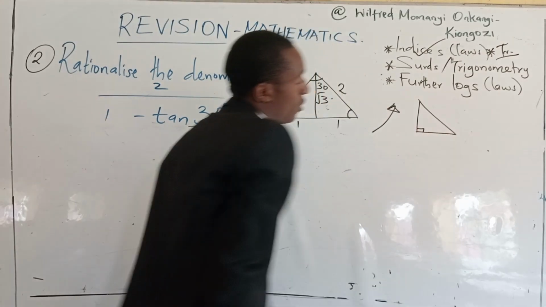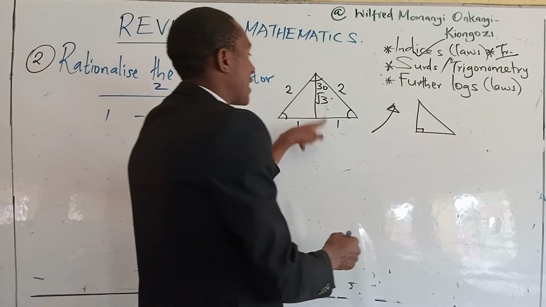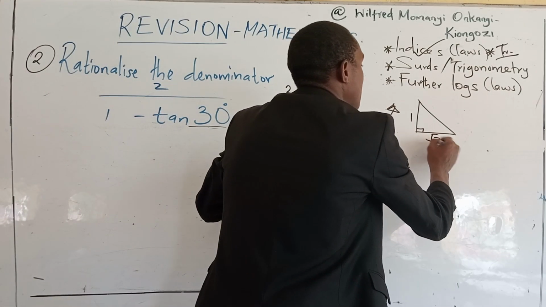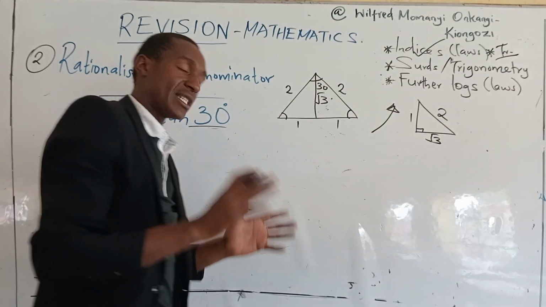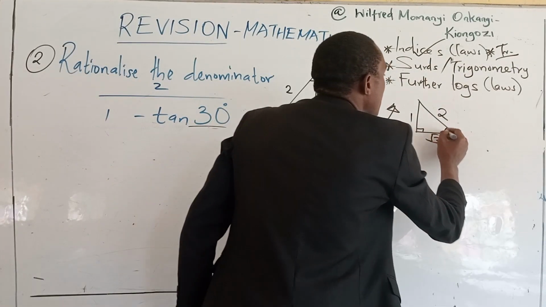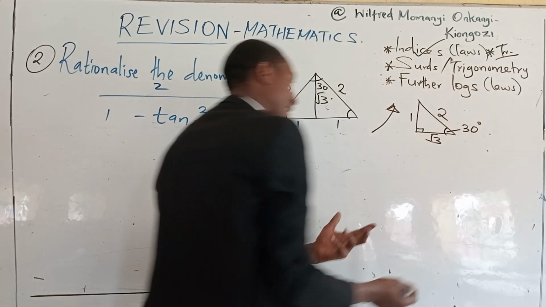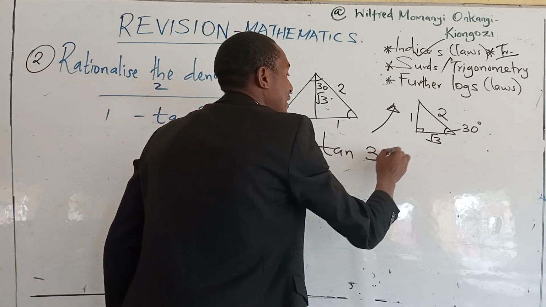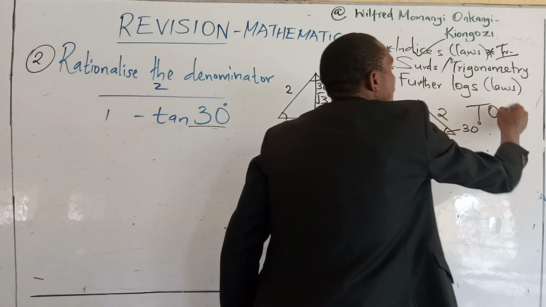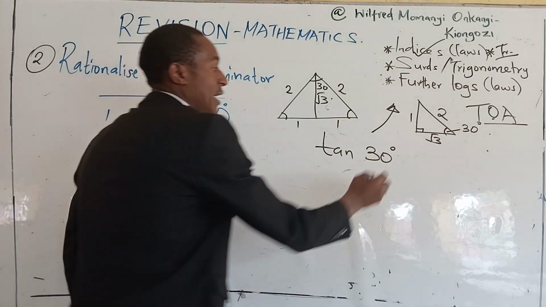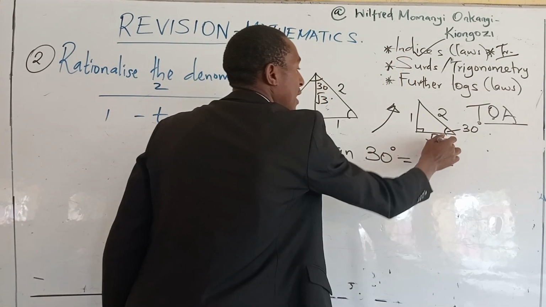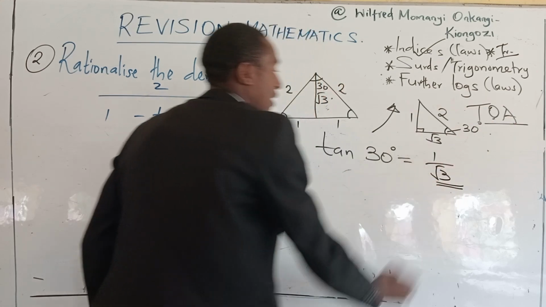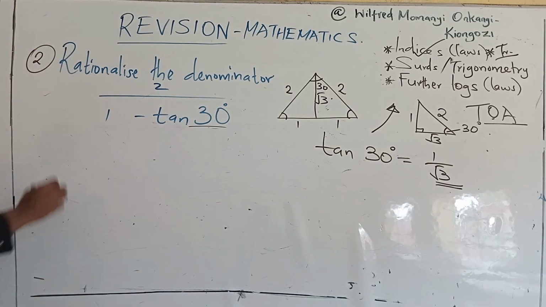When you invert the triangle, what happens? Opposite goes to adjacent. So 1 goes here. Then the √3 comes to the adjacent like that, but the hypotenuse maintains its position. So at this point we have 30 degrees. Again, because I've already done it, you know very well that tan 30 comes from TOA, which is opposite over adjacent. Opposite is 1, adjacent is √3. So you come and substitute that in this, then you rationalize.